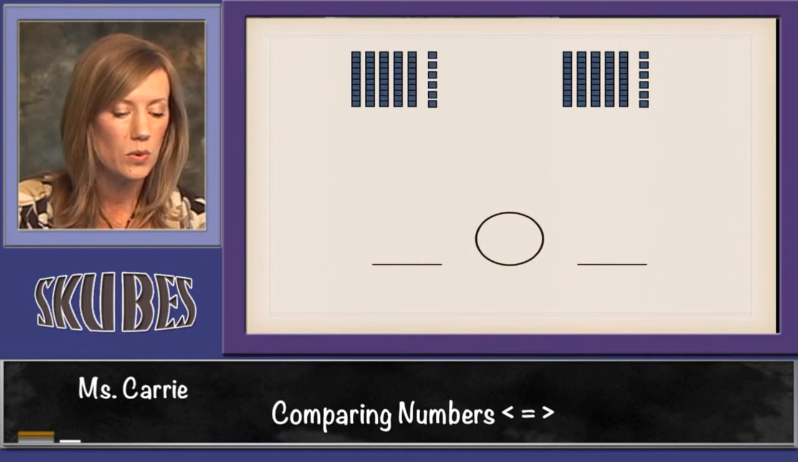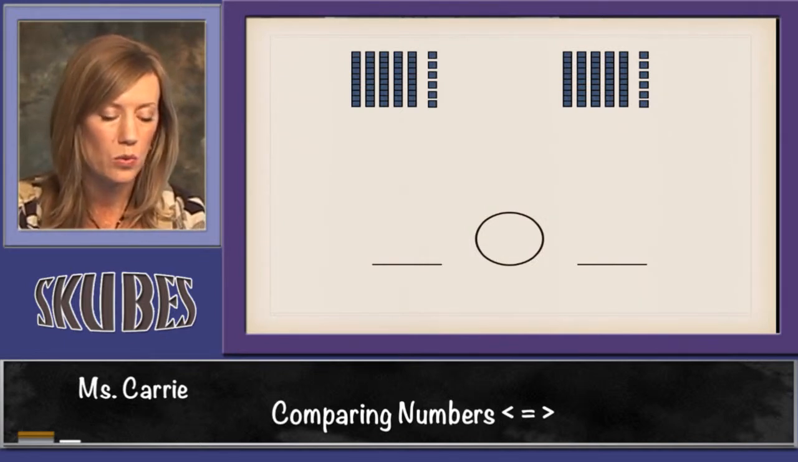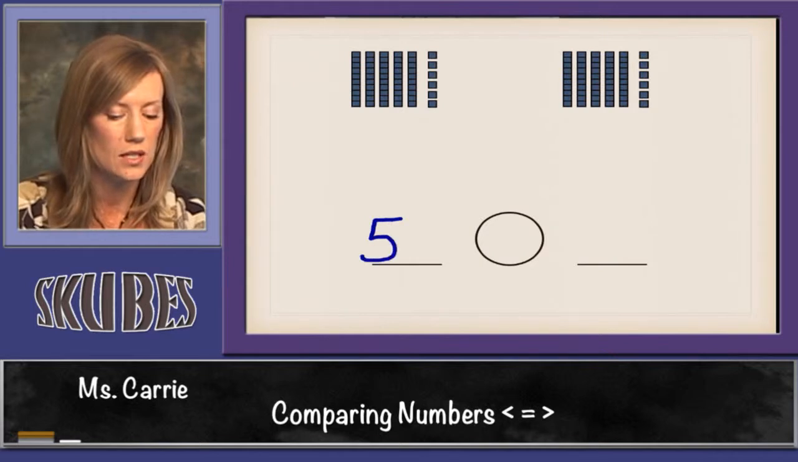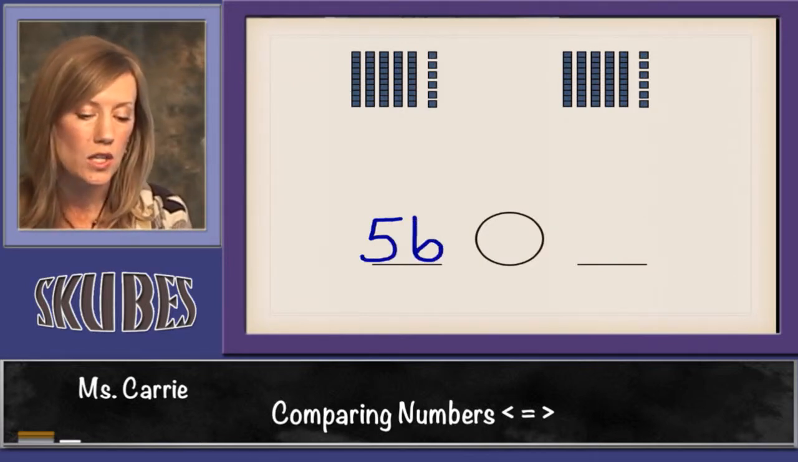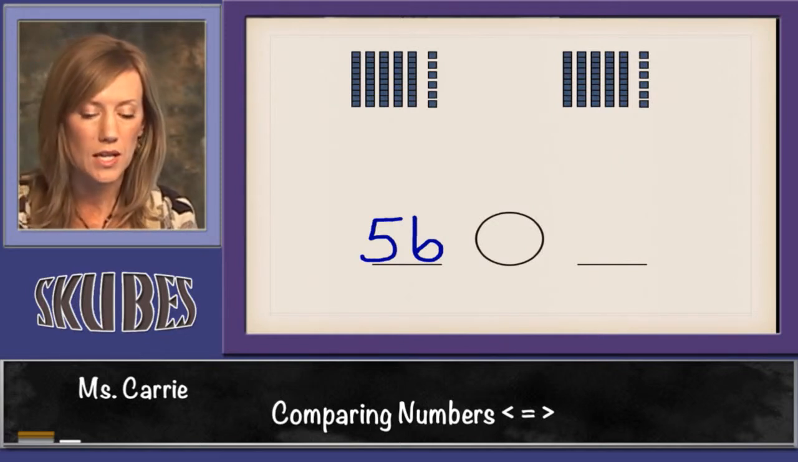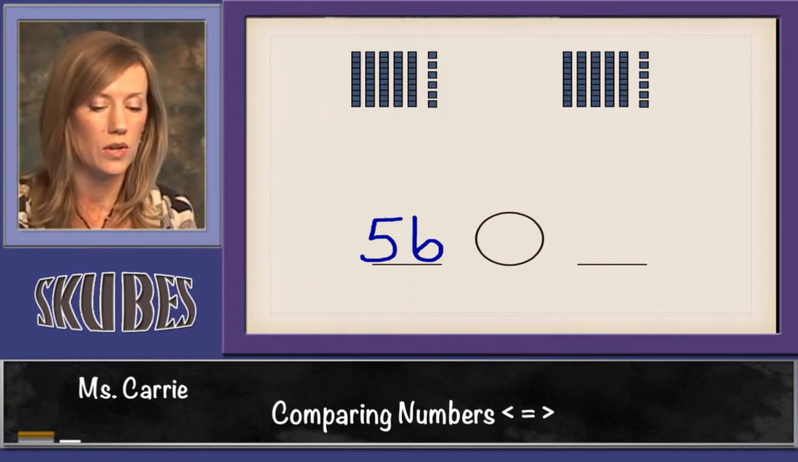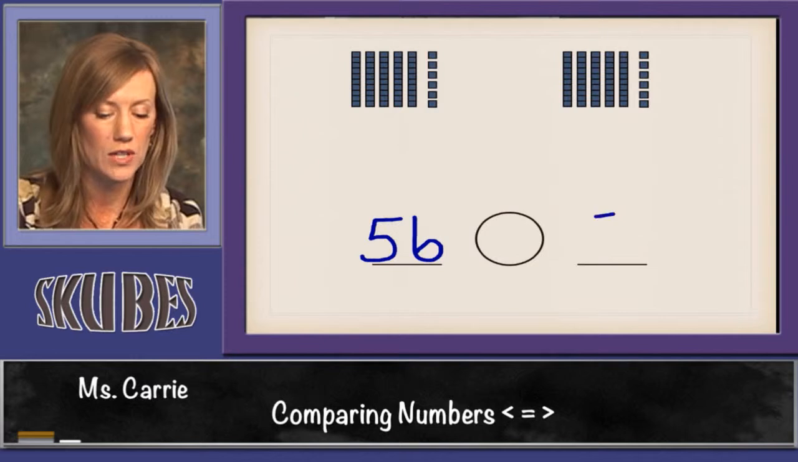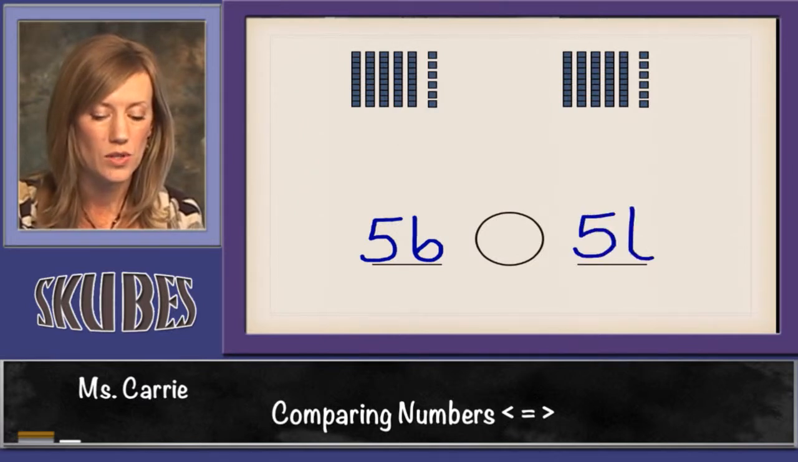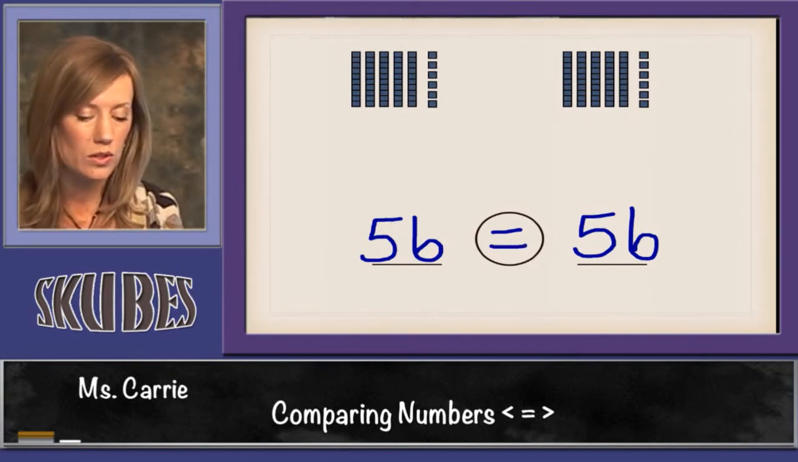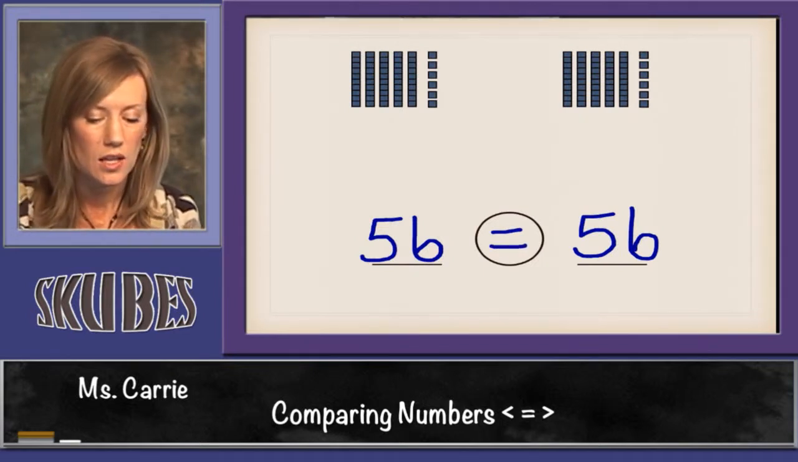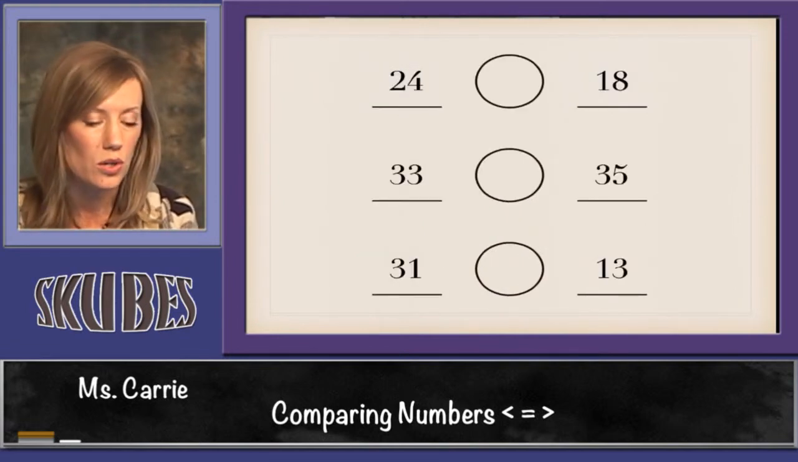This one is 10, 20, 30, 40, 50, 51, 52, 53, 54, 55, 56. And on the other side, we have 10, 20, 30, 40, 50, 51, 52, 53, 54, 55, 56. Those numbers are exactly the same, so they are equal to one another. 56 is equal to 56. Let's try some now without the pictures.